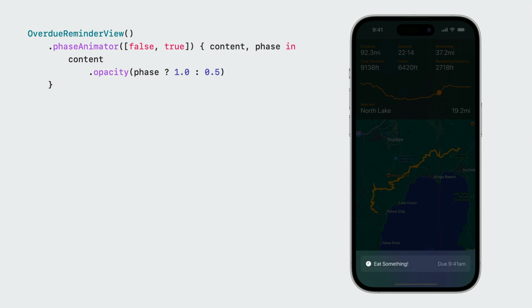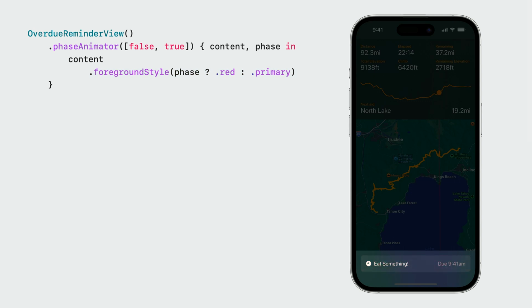Now, while the view is animating, the effect is really subtle. Instead of changing the opacity, let's try changing the foreground style. We'll use red when highlighted, and otherwise fall back to the primary foreground style. And that's much more visible. The animations are a bit abrupt, though.